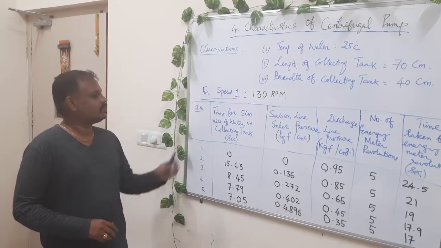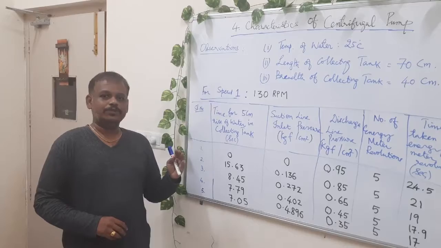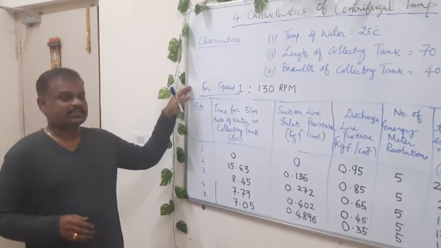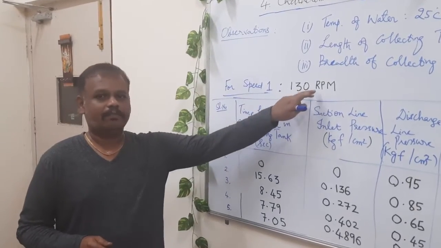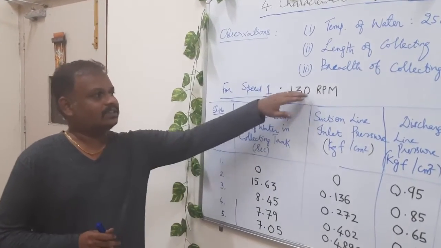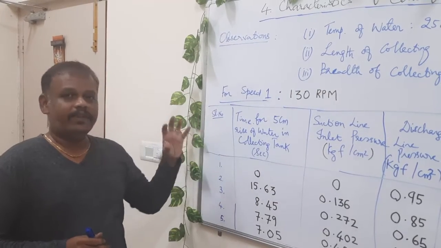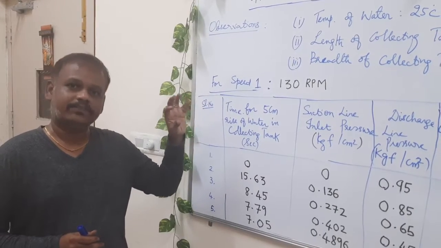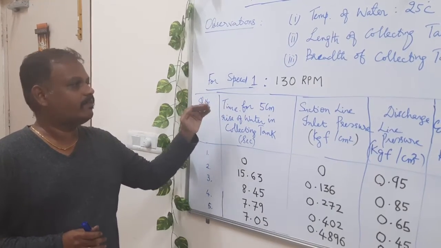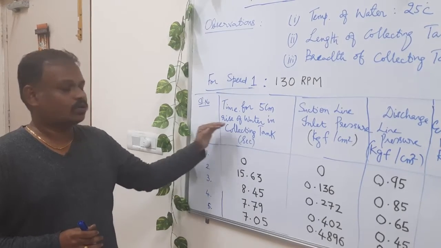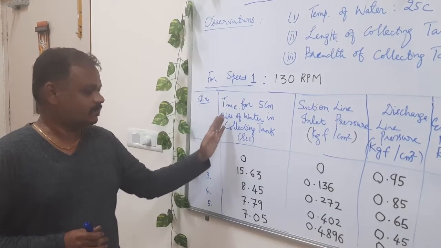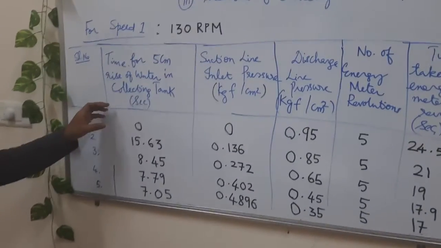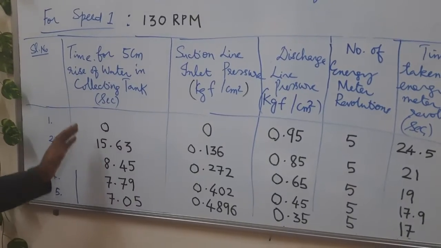During our experiment, we fixed the pulley position at position number 1. For that, the speed obtained was 130 rpm. For 130 rpm, we varied the position of the outlet valve, and for different positions of the outlet valve, we measured different flow rates. Those flow rates have been tabulated in the first column. You can see from the table that the data is arranged in the order of increasing volumetric flow rate.